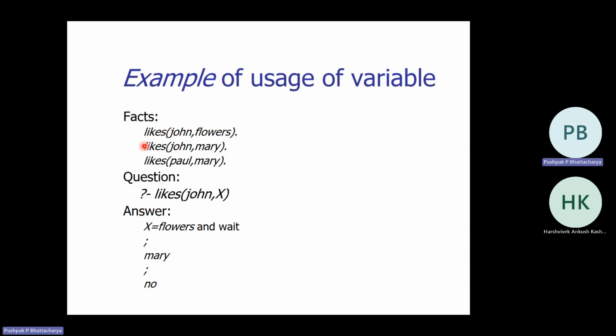So suppose we are given these facts: likes John flowers, likes John Mary, likes Paul Mary. Now we ask a question to the Prolog interface, likes John X. What are the things that John likes? So the answer is X equals flowers. It is coming from matching this first fact. And then if you give a semicolon, it prompts the Prolog interface for more answers. Now X will also be bound to Mary, and two answers will come, flowers and Mary. After that, if you again place a semicolon, it will answer no. There is nothing more John likes as far as the facts given.